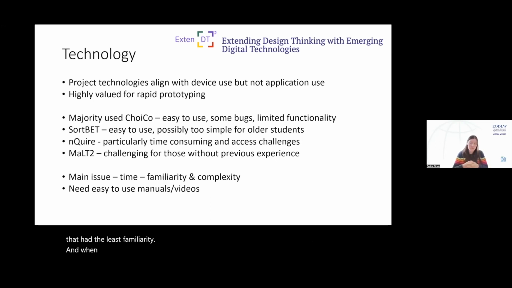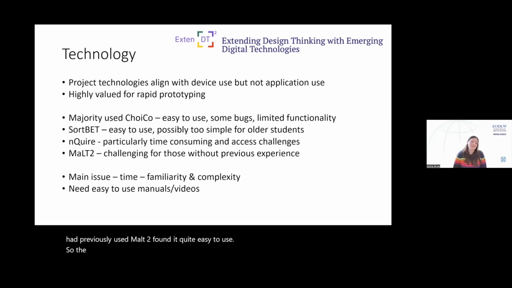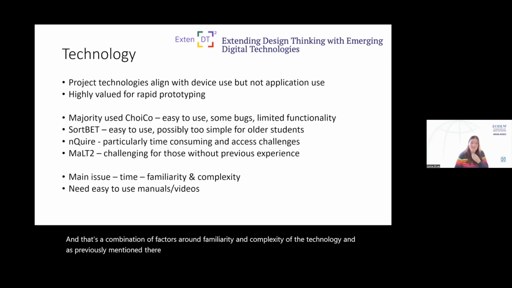And when it came to Malt2, the one used for designing the garden, the vertical garden, this was most challenging for those students who didn't have previous experience, but those who had previously used Malt2 found it quite easy to use. So the main issue when it comes to technology is one of time. And that's a combination of factors around familiarity and complexity of the technology. And as previously mentioned, there is a need for easy to use manuals or videos for students to support student engagement with these technologies.